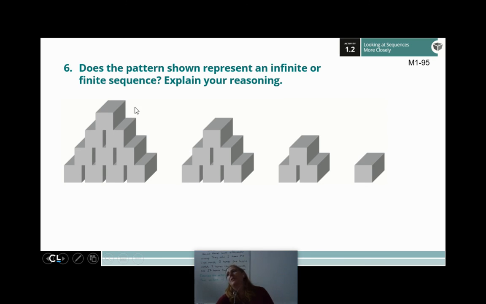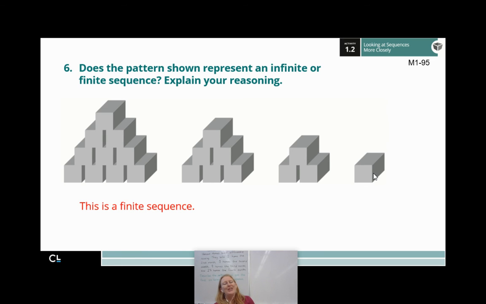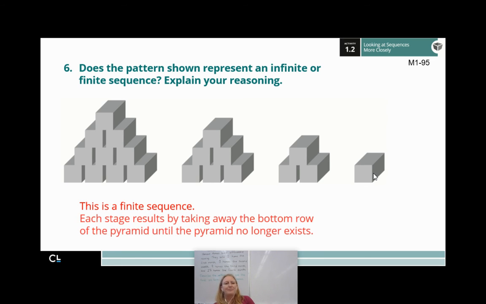I don't know if you've noticed, but the pattern was we kept taking out the bottom row. Did you notice that? We took out the bottom row, took out the bottom row, took out the bottom row. But there comes a point where there's no more rows for you to take away. So this is a finite sequence. Each stage results by taking away the bottom row of the pyramid until the pyramid no longer exists. At some point, there's no more pyramid. I can't take any more away. So it's a finite sequence as a place where it definitely ends.